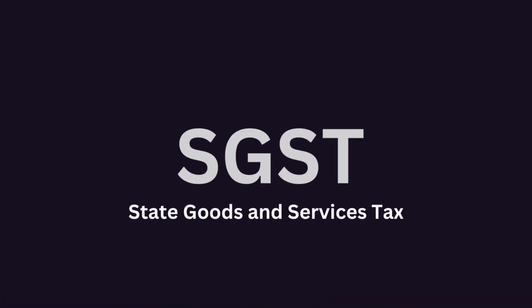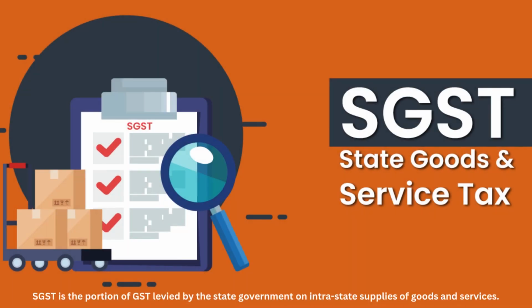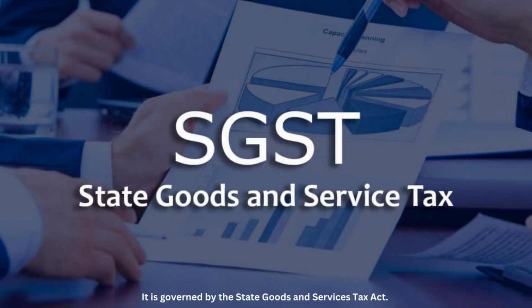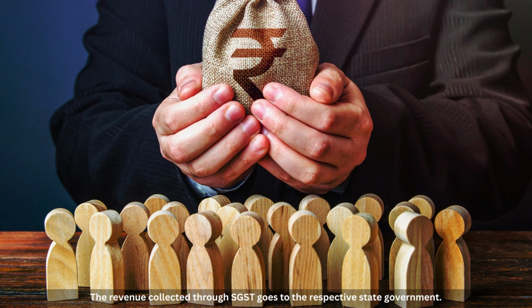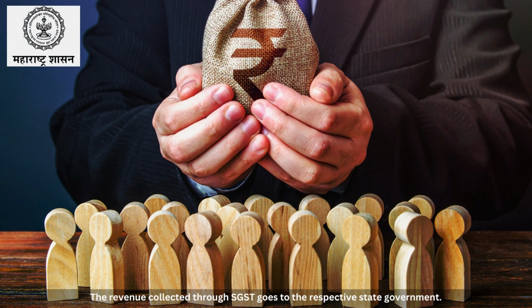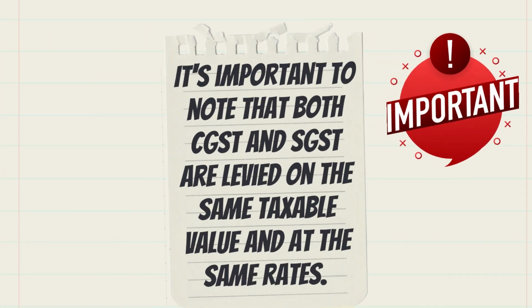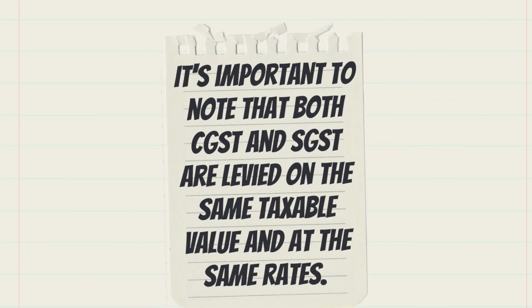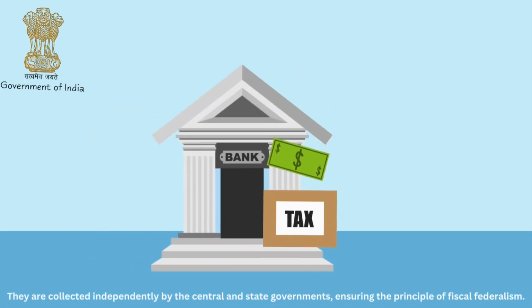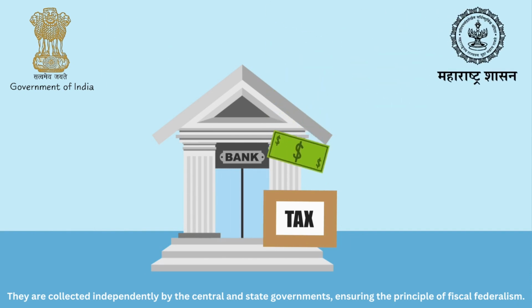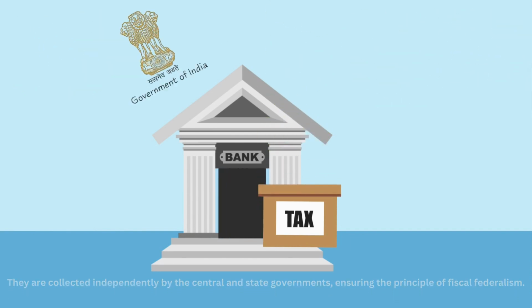State Goods and Services Tax, SGST, is a portion of GST levied by the state government on intrastate supplies of goods and services. It is governed by the State Goods and Services Tax Act. The revenue collected through SGST goes to the respective state government. It's important to note that both CGST and SGST are levied on the same taxable value and at the same rates. They are collected independently by the central and state governments, ensuring the principle of fiscal federalism.